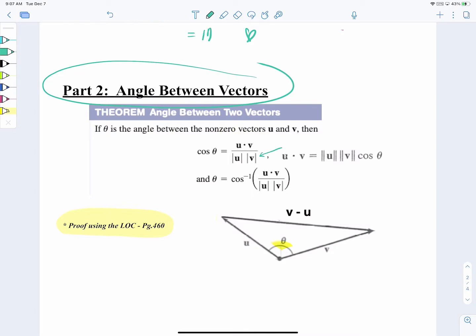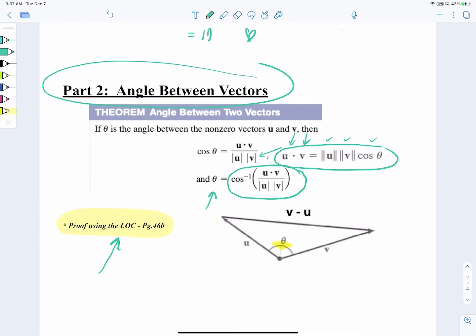Which is the magnitude of the vectors' product, right? Another variation would be: you take the dot product, and it's equal to the magnitudes times the cosine of that angle. But if you're looking for the angle, of course, you have to take the inverse cosine of that. Okay, again, there's a beautiful proof using law of cosines.